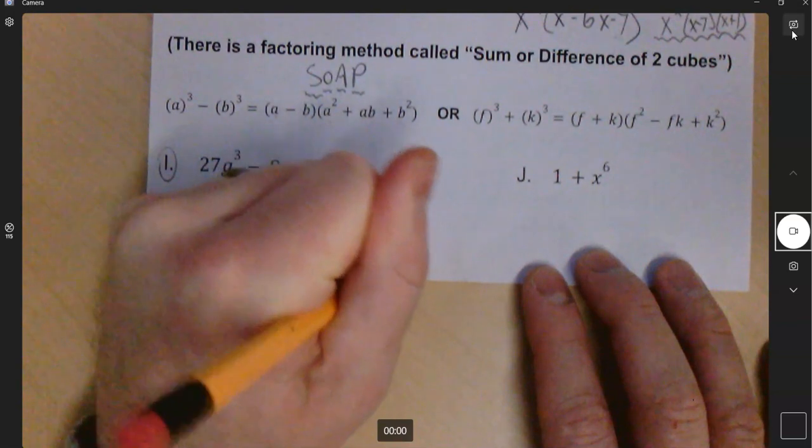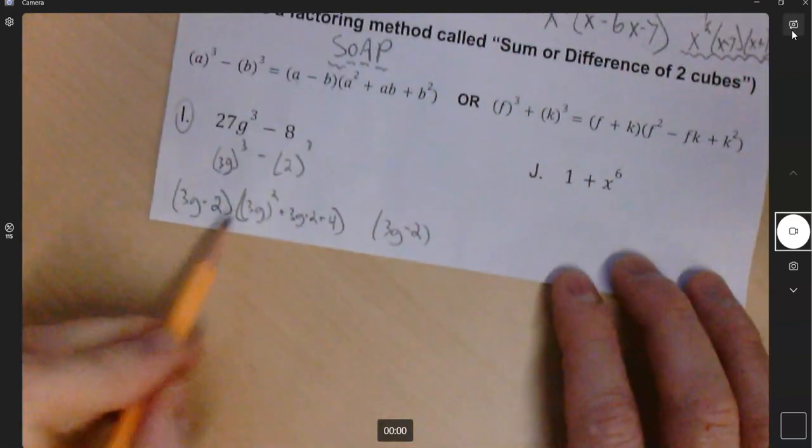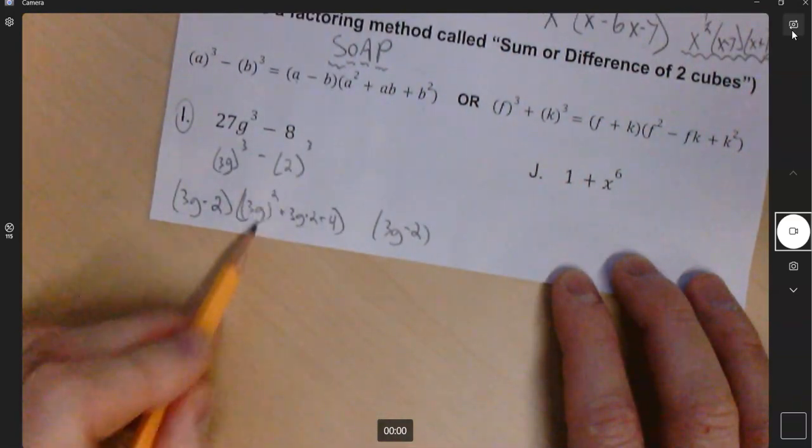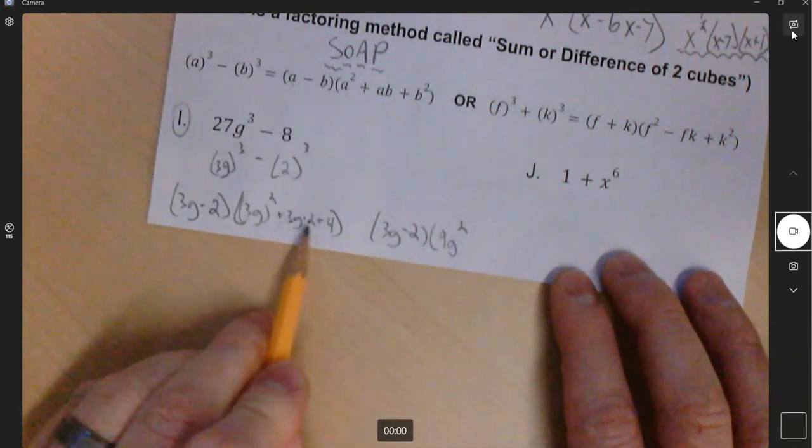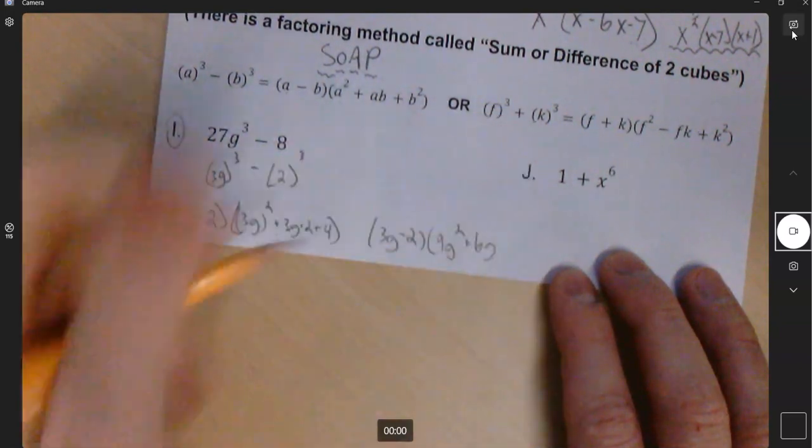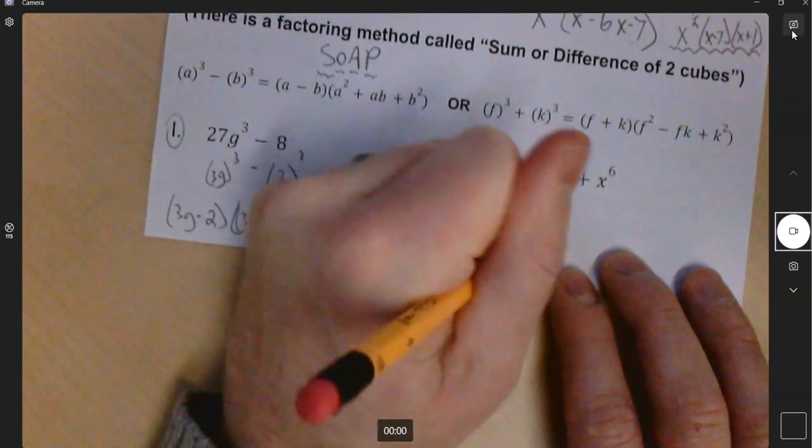I will have a 3g minus 2. And then over on this one, if I squared this, I have to square both of these. I would get 9g squared plus 6g minus 4. It's a tough one.